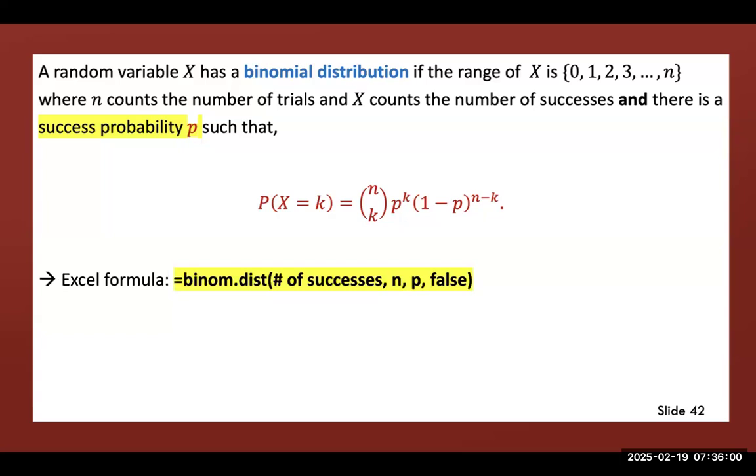And this is the formula you would use in Excel to get the answer to any problem involving the binomial distribution.